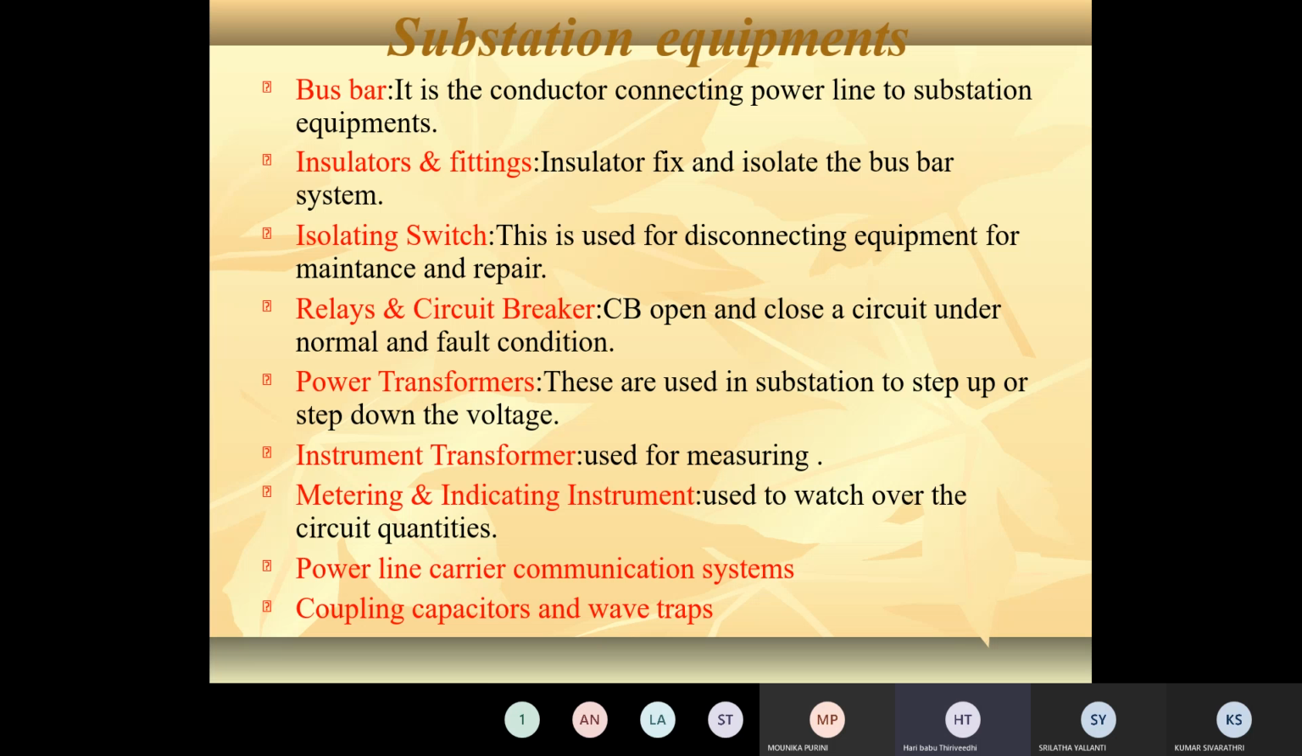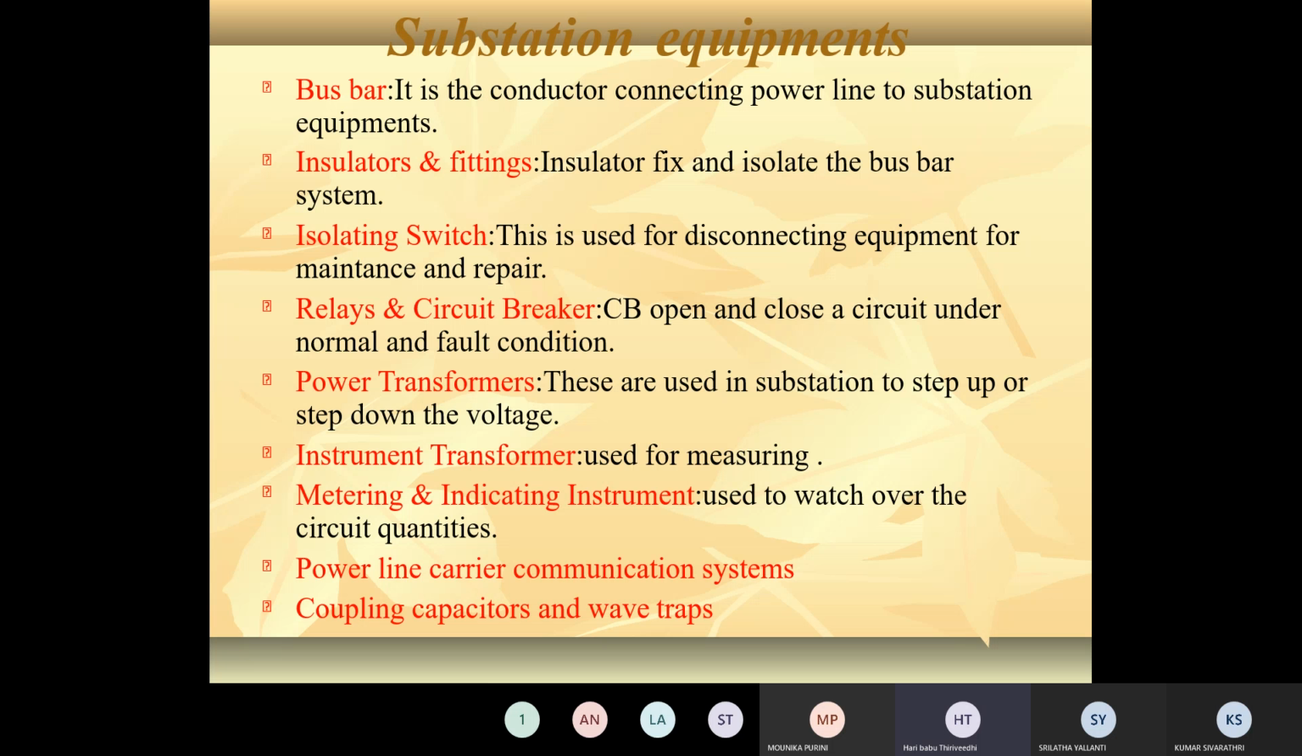Usually the secondary side of the current transformer is 5 amperes, whereas the secondary side of the potential transformer is 110 volts. So mainly to measure high voltages and high currents, we utilize instrument transformers, that is current transformer and potential transformer.